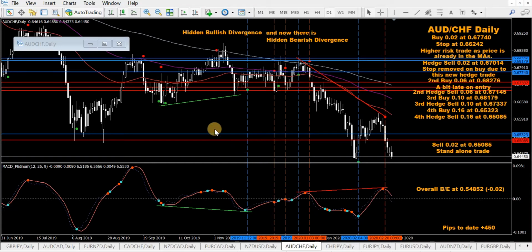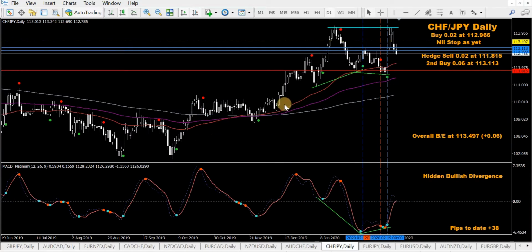Swiss yen coming up. This one is a buy, a sell, a second buy. It went through my overall break-even level up here and stayed above it. Got to this high. I probably should have thought maybe that previous high wouldn't break. But because the MACD Platinum hadn't gone through the zero level by then, I kept it in.